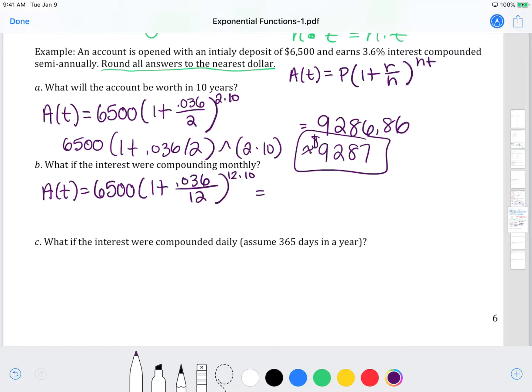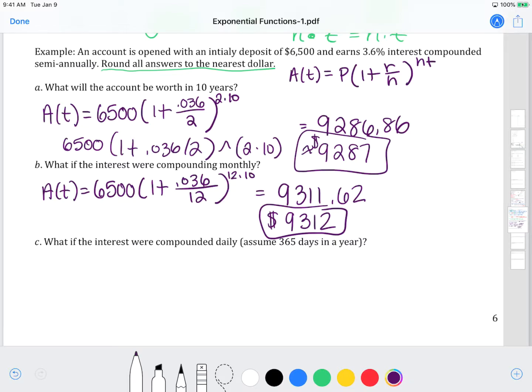When we put that in on the calculator, just remember, you can do the arithmetic yourself and just put in that the exponent is 120, if you can do 12 times 10 real quick. Or if you put the 12 and the 10 in the exponent, make sure you put parentheses around it. Okay, so when you put that in your calculator, you should get $9,311.62. Now, since the problem says round to the nearest dollar, if this was on your online homework, you should put it in as 9,312.